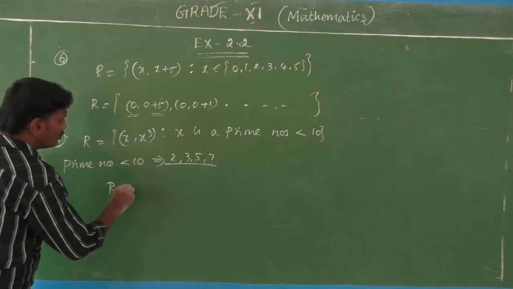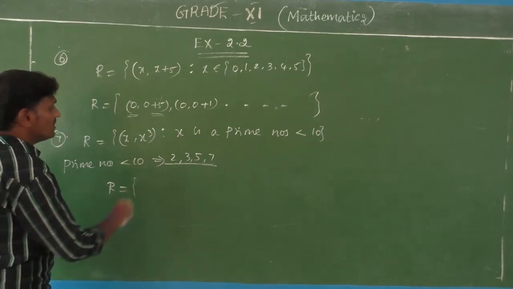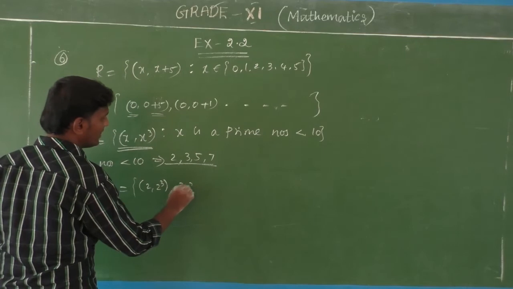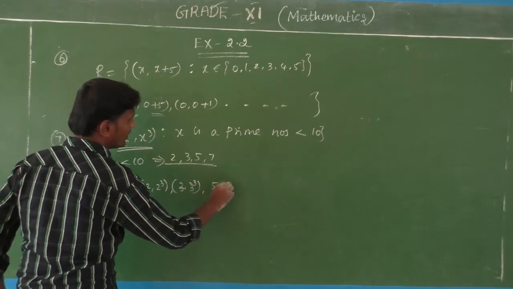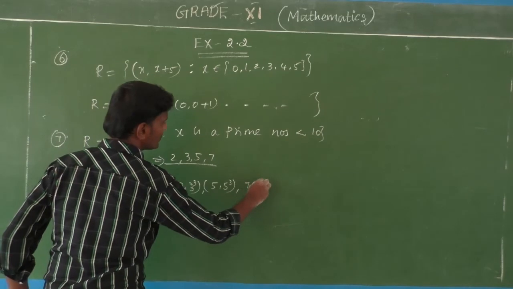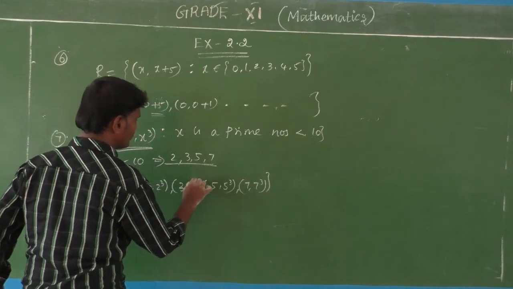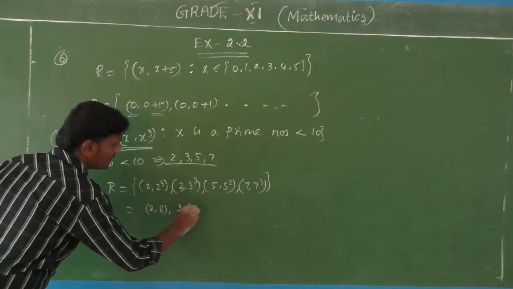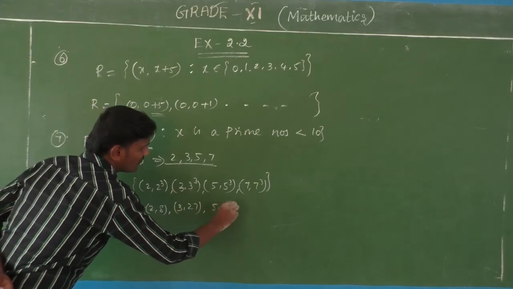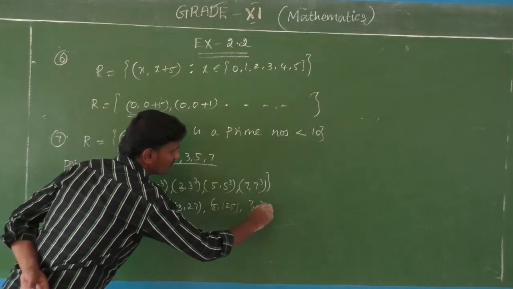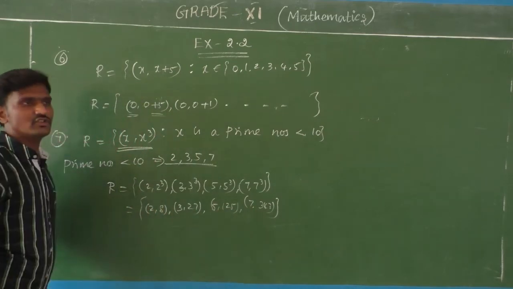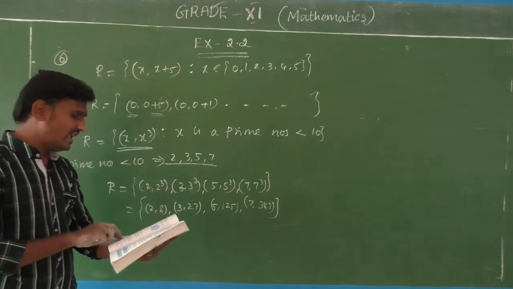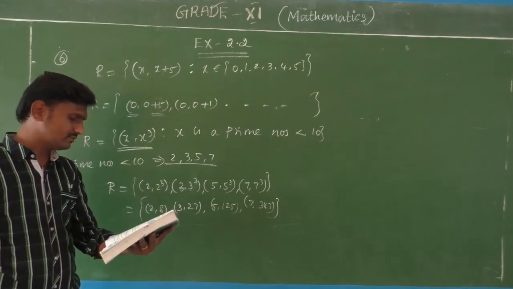Here we need to make the relation (x, x cube), that is (2, 2 cube), (3, 3 cube), (5, 5 cube), (7, 7 cube). That is how to complete it. Now 2 cube is 8, 3 cube is 27, 5 cube is 125, then 7 cube is 343. So that's your answer. The last question, the 8th question, is the same as your Example 9.